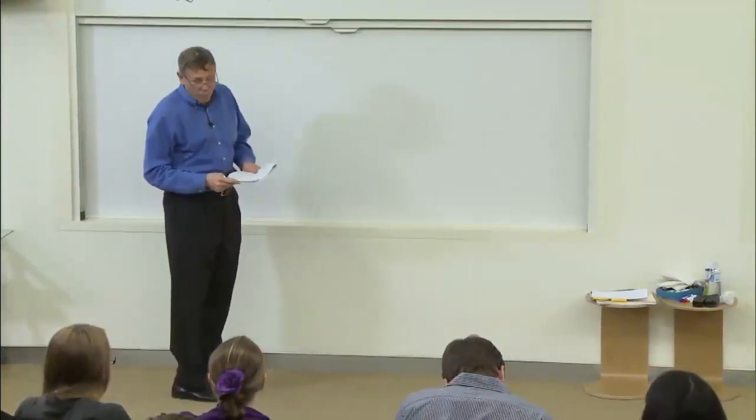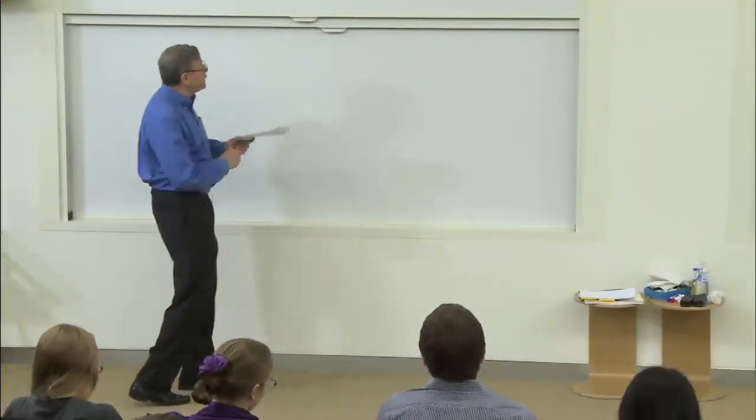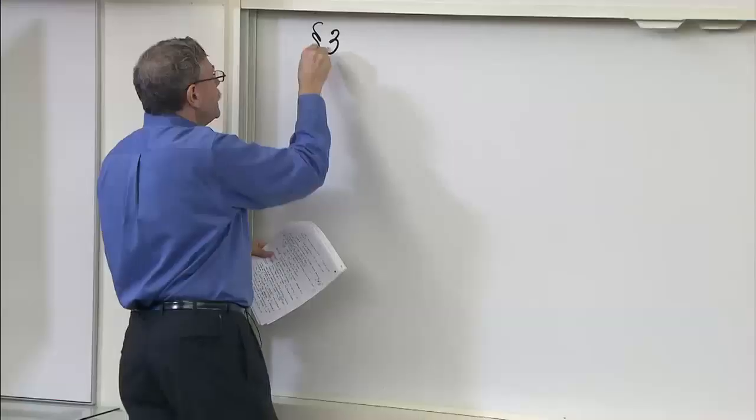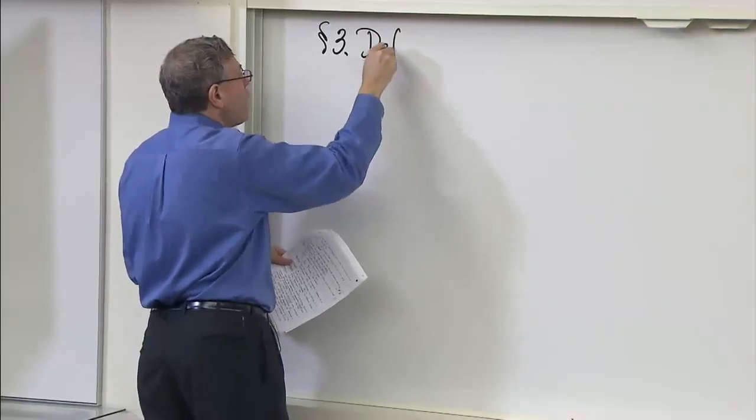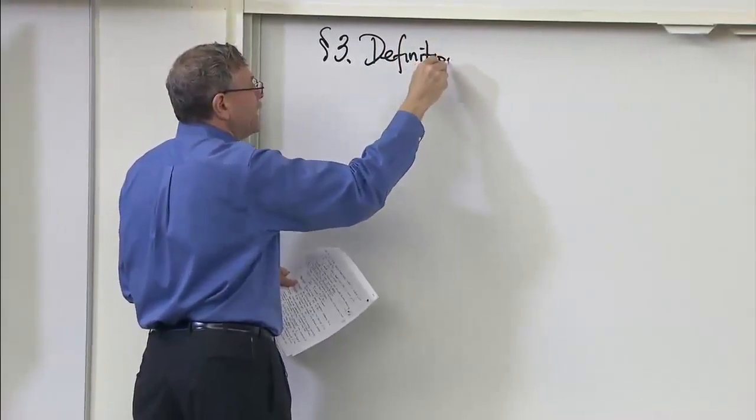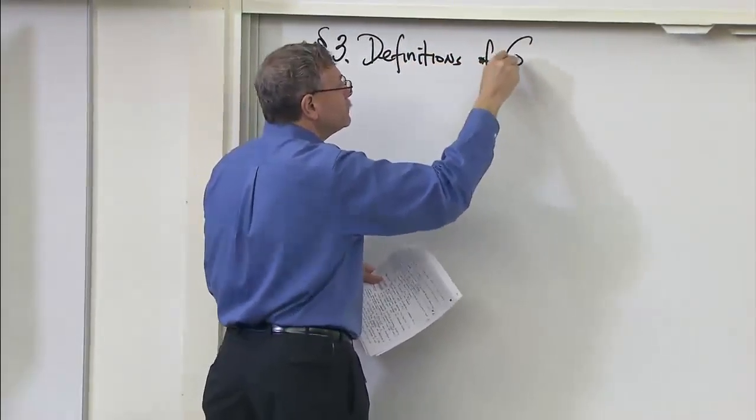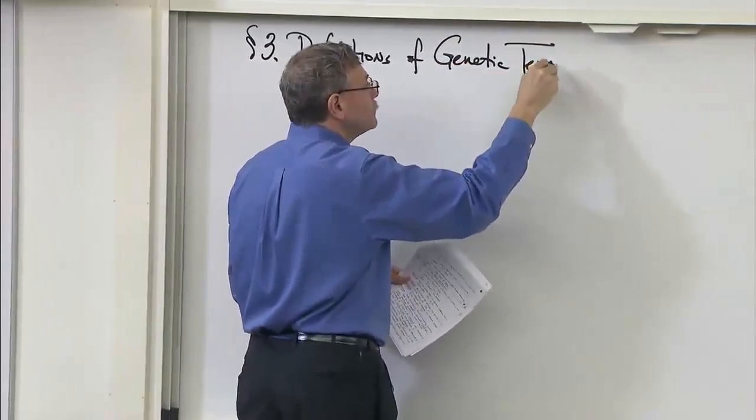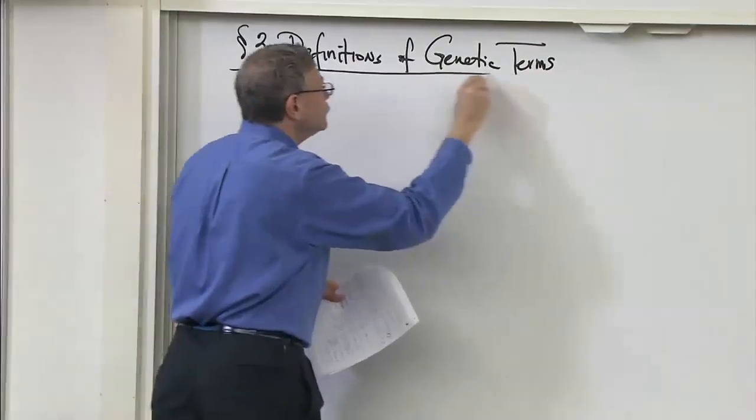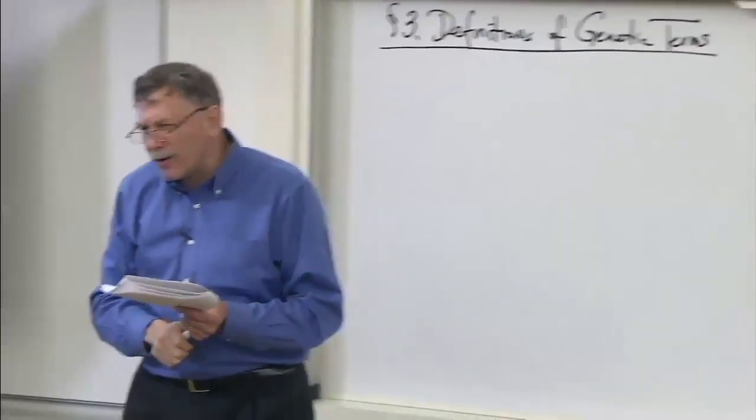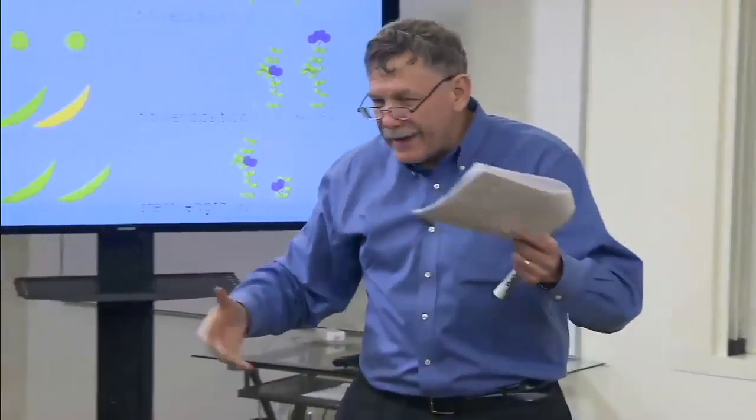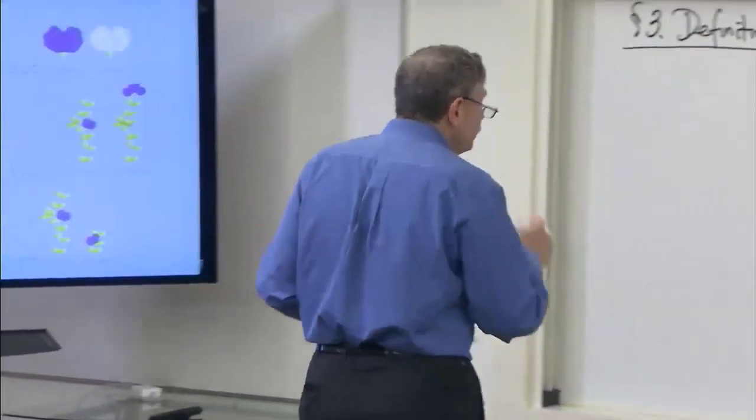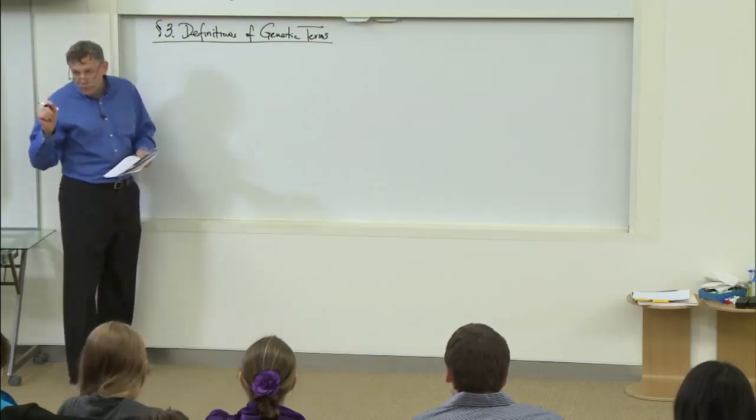I have to give you some nomenclature, some terminology, some definitions. So, section 3, definitions of genetic terms. Because we've been using this kind of loosely, particles of inheritance, big A's, little a's, things like that. Geneticists like to use terms precisely.